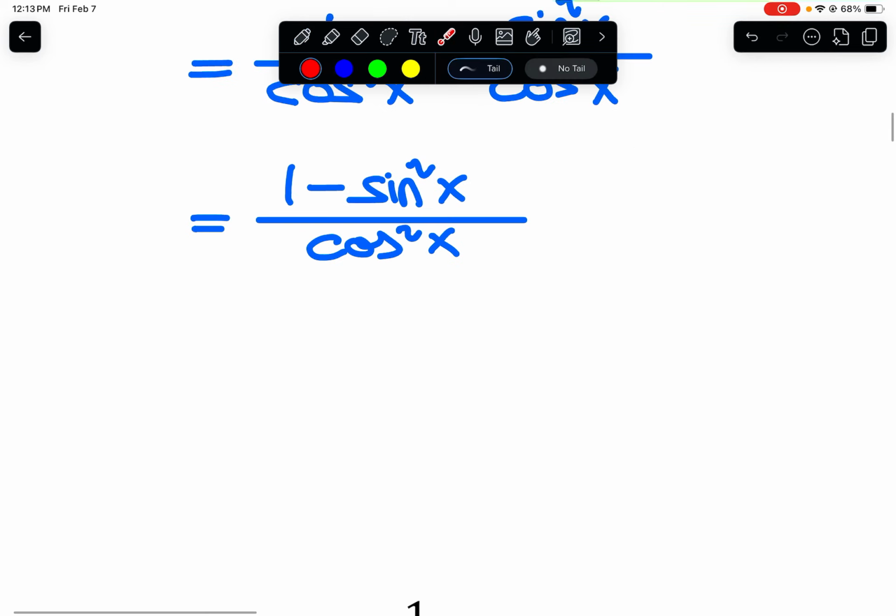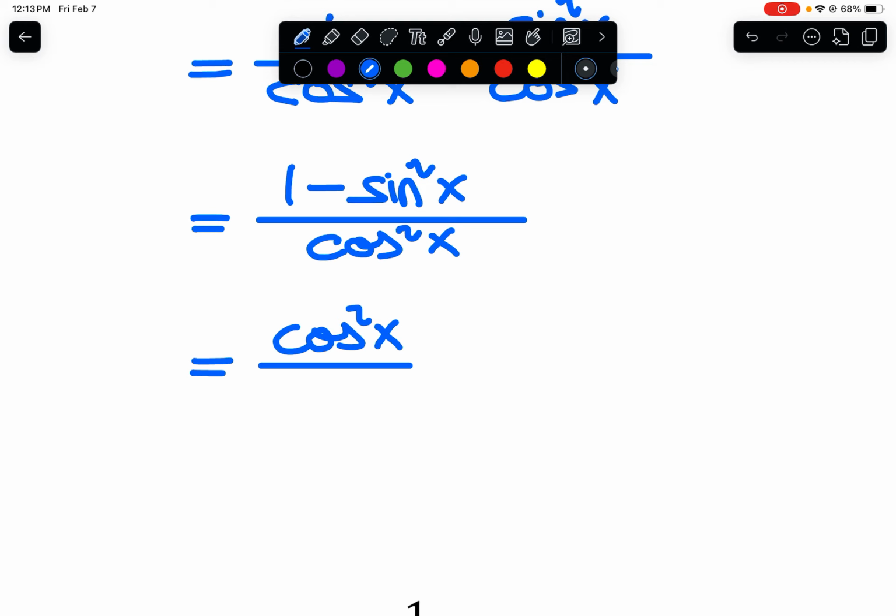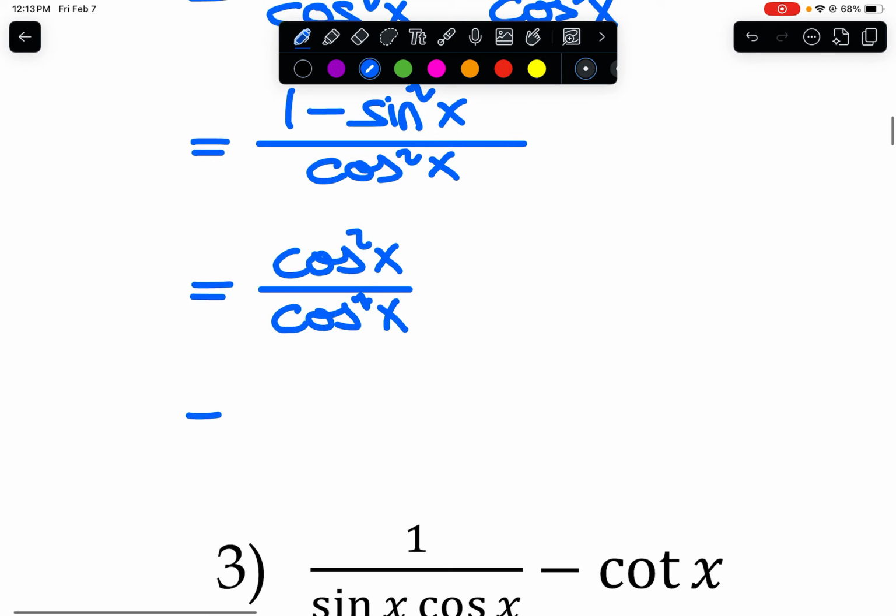And then in the numerator, 1 minus sine squared x, we know that from Big Papa. So that's going to equal cosine squared x. And then that's going to be over cosine squared x, which when you simplify is just going to equal 1.